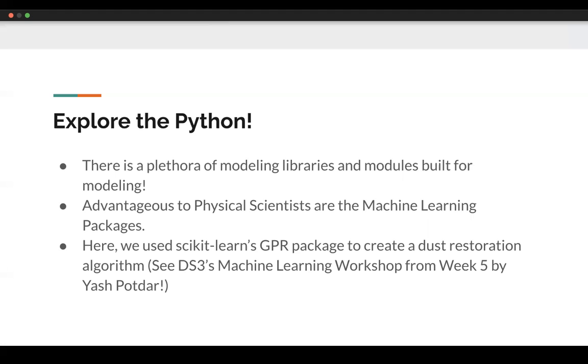So I'm not going to dive too much into the machine learning aspect. We actually had a great workshop for DS3's machine learning workshop from week 5 by Yash Padar, and he is a great resource and a definite up and comer in DS3 for sure. So he has some awesome workshops, and I very much recommend you go check him out if you're interested in machine learning and getting to know more about exactly what type of work is going on in this space.